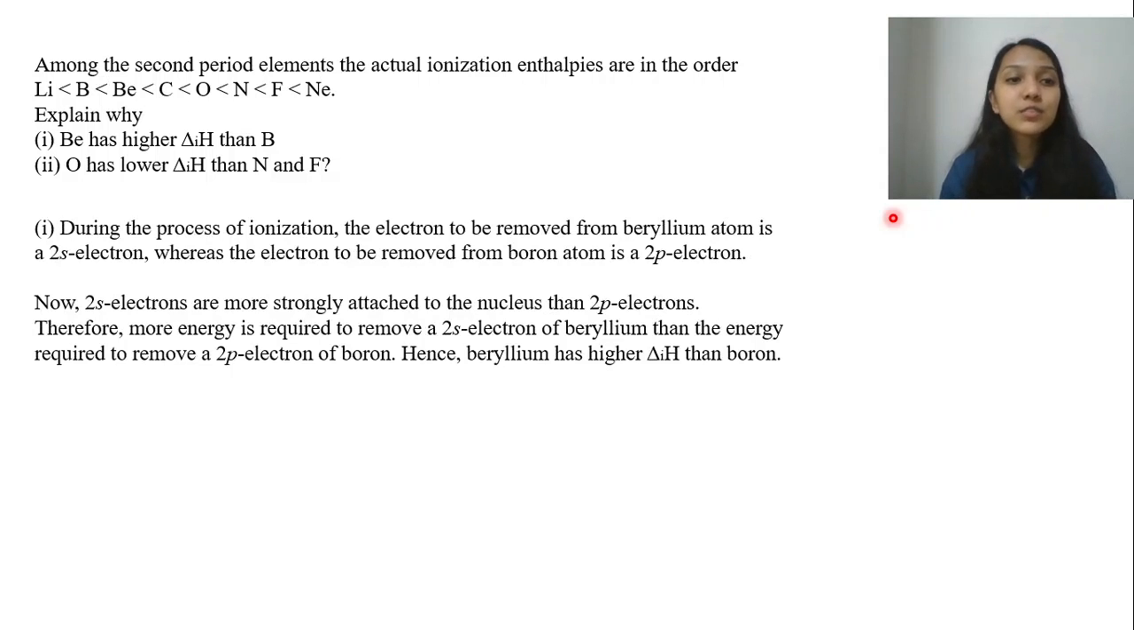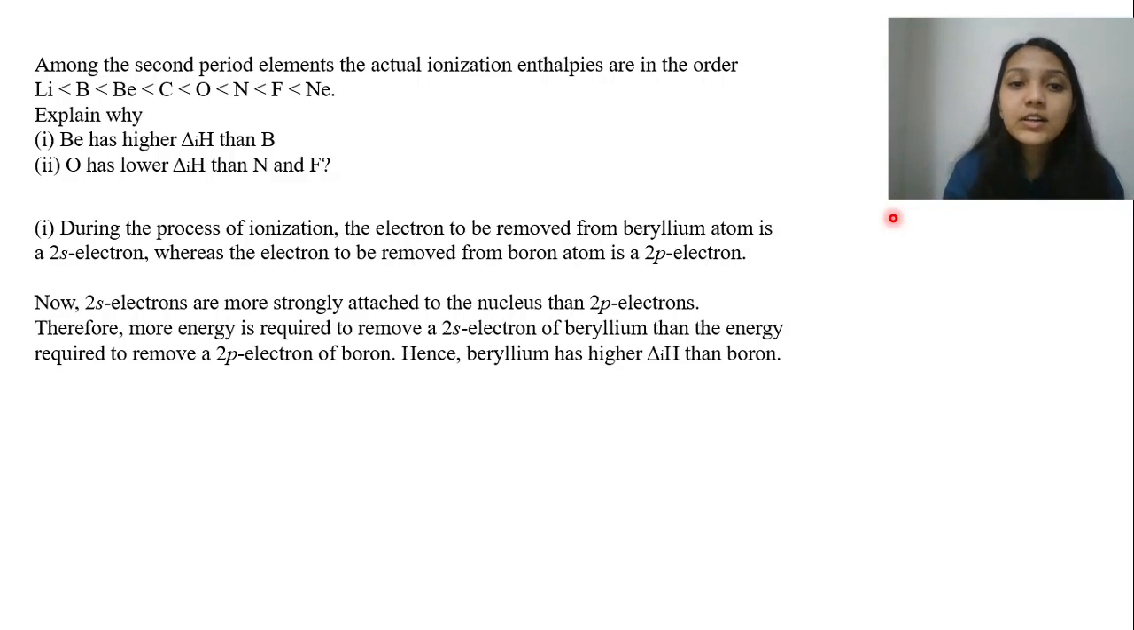First, during the process of ionization, electrons are removed from the outermost orbit. In case of beryllium, it has 2s orbitals, but in case of boron, 2p orbitals are involved. So in beryllium, electrons are in the 2s orbital. S orbitals are more strongly attracted towards the nucleus, more strongly held by the nucleus. So it's difficult to remove electrons from the s orbitals than p orbitals.